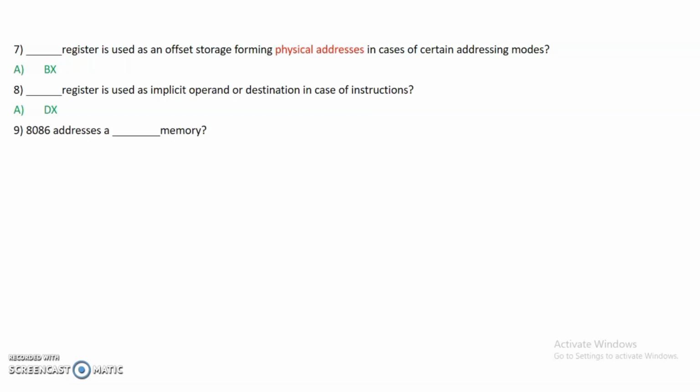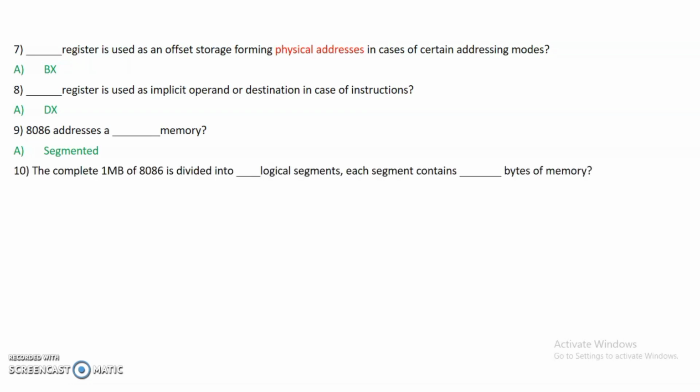Bit number 9. 8086 addresses dash memory. So 8086 addresses segmented memory. Segmented memory means dividing the whole memory into different segments, like different parts.